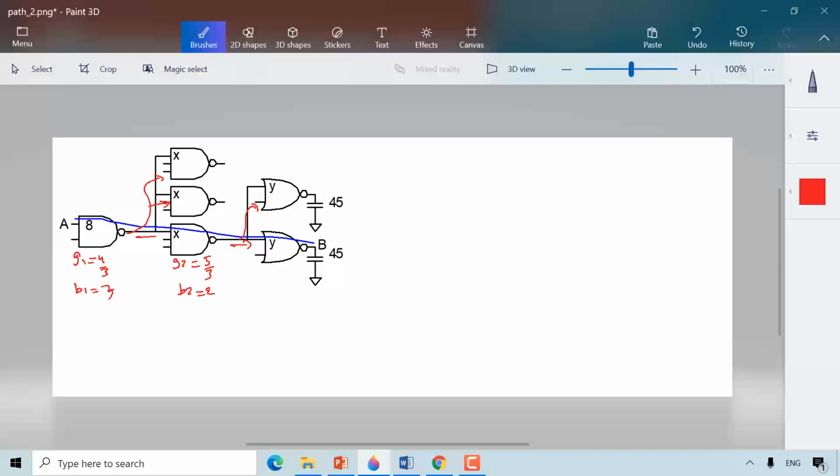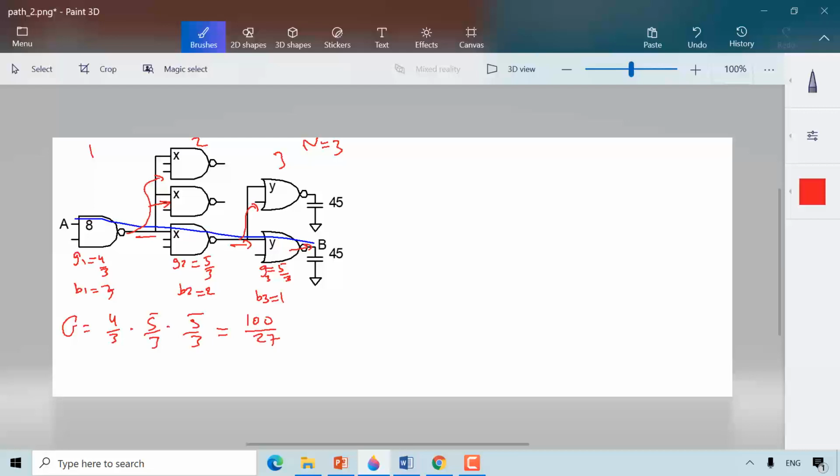And for this final gate, so this is stage 1, stage 2, stage 3, therefore N equals 3. G3 equals 5 over 3, and B3 equals 1, because we go to one gate. Okay, so for the path, G equals 4 over 3 times 5 over 3 times 5 over 3, and this is equal to 100 over 27.